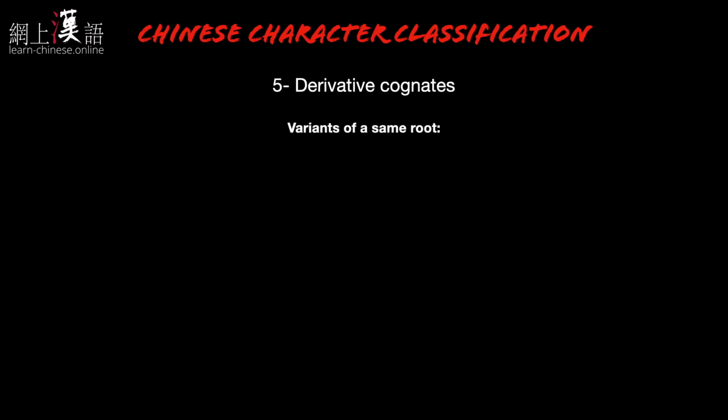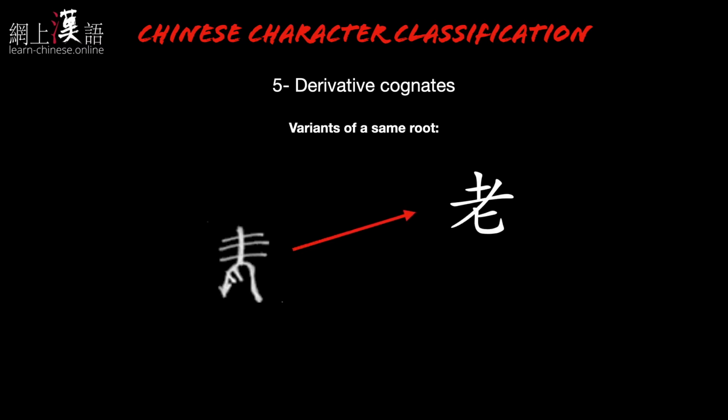Finally, there are derivative cognates, which are variants evolved from the same root. For example, this very old character from oracle bone script represents an old bent gentleman with long hair, indicating old age. Two modern Chinese characters are derived from this old one. The first character is lao, to be old, and the second is kao, to test, to take an exam. The pronunciation is a bit similar, and thus we can create a character for the notion to take an exam, which would not be easy to represent otherwise.